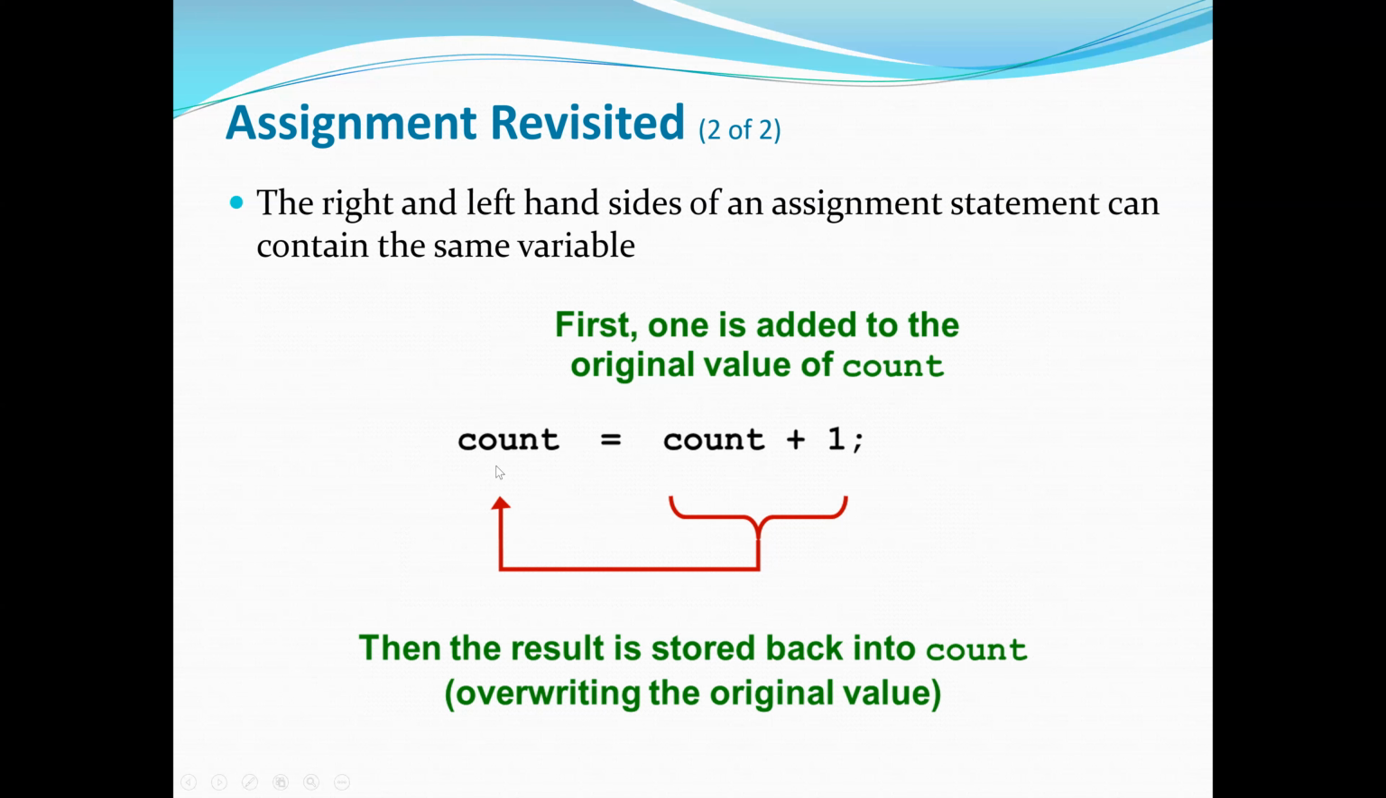So again, the right and left hand side of an assignment statement can contain the same variable. So here we have the count and count again. What this means again is that we add one value, which is 1, to the original value of count, then we assign it back to the same count. So if, for example, the original value of count is 6, then it will be 7 because 6 plus 1 is 7. Then we assign it to the same variable.